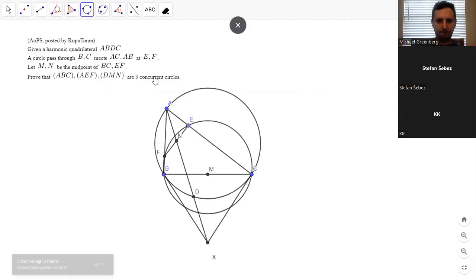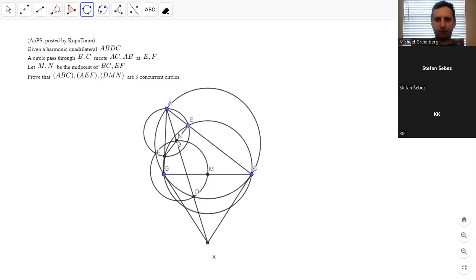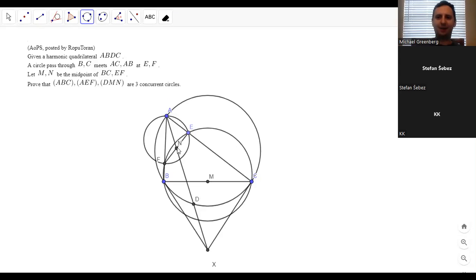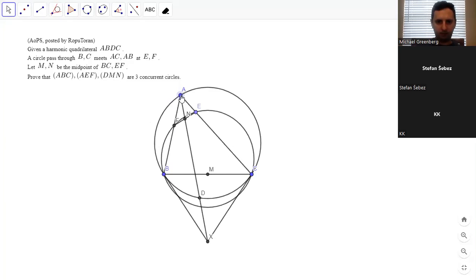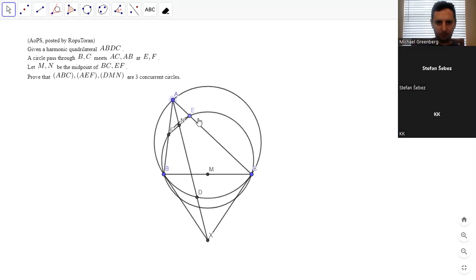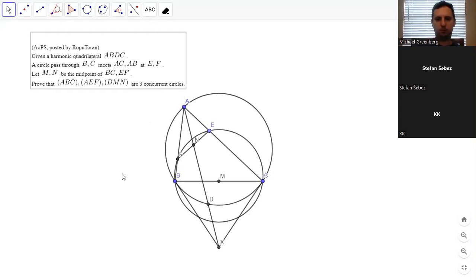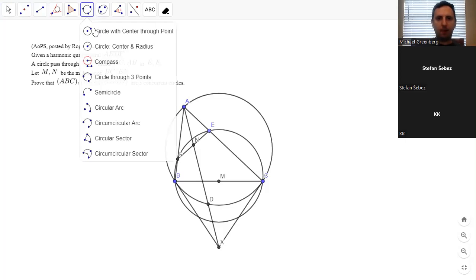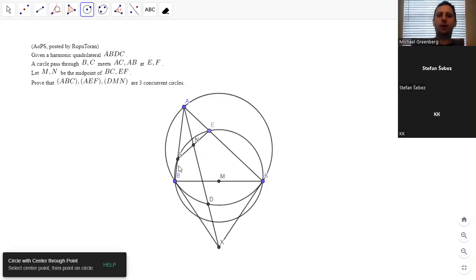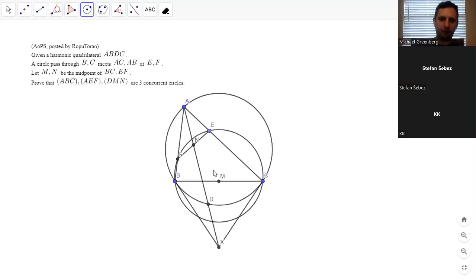So we have this, and we have this. Oh, is this just some spiral similarity or something? Let's see. Inversion about A should work. Okay. Let's think about that. If we invert about A, with arbitrary radius, it probably means an inversion that fixes BFEC. Okay. So how do I find the radius?